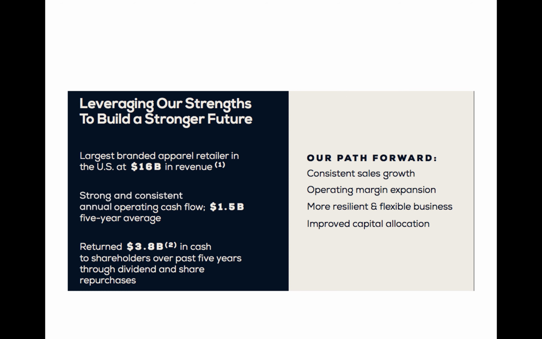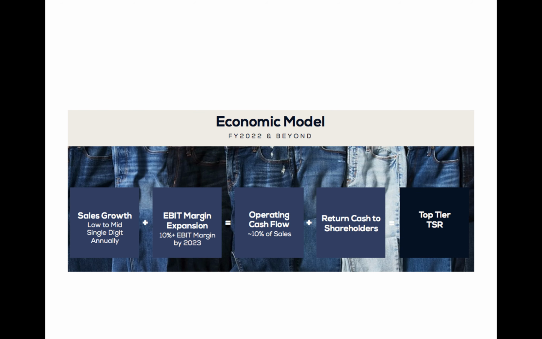Well, $16 billion in revenue. They were a financially strong company going into the pandemic, strong and consistent cash flows. There's their 5-year average, $1.5 billion a year. And as is important with shareholders, they're returning cash to shareholders in the form of dividends and stock buybacks, share repurchases. So they were in good shape going in. So what are they going to do?